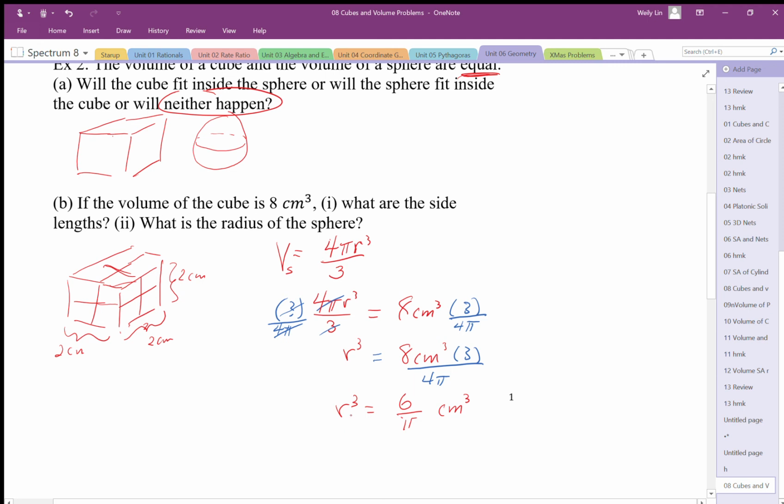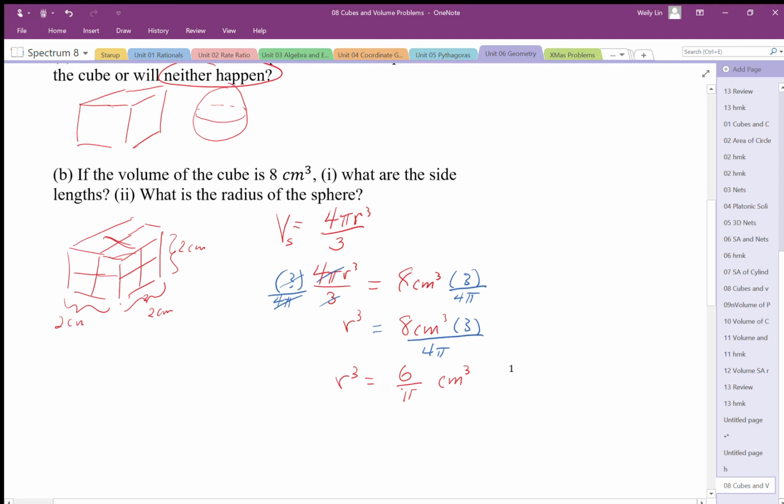If I want to undo cubes, I can undo cubes with the opposite, which is a cube root. If I cube root one side, I have to cube root the other side. So my radius works out to be, oops, there should be a cube root there, the cube root of 6 over pi centimeters is going to be my radius.